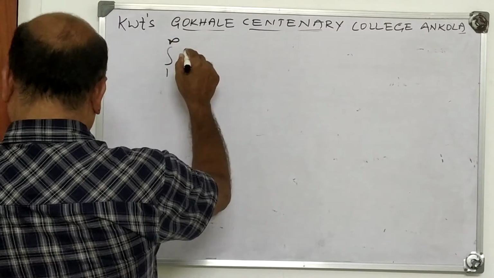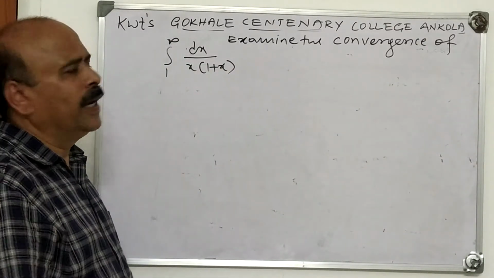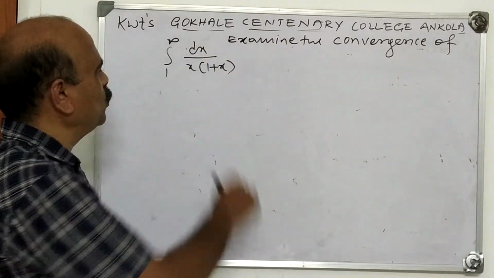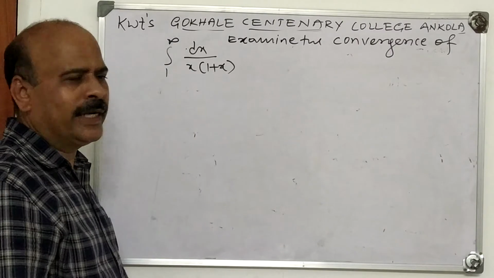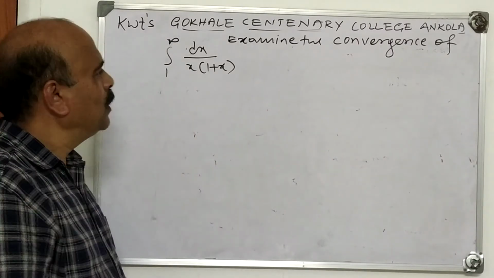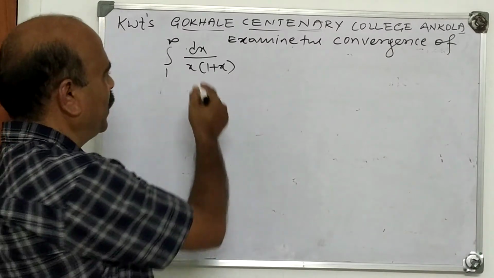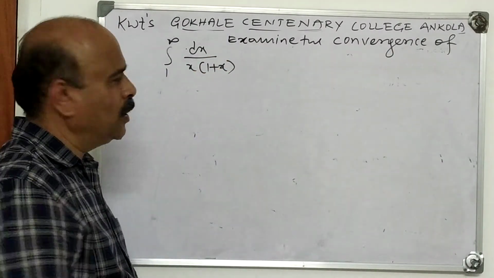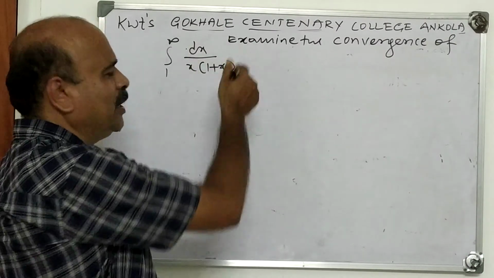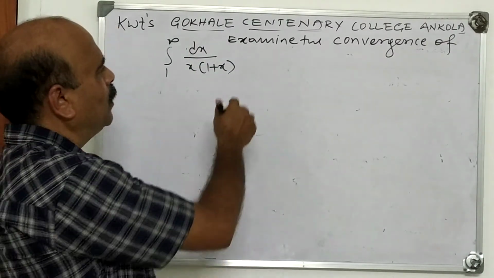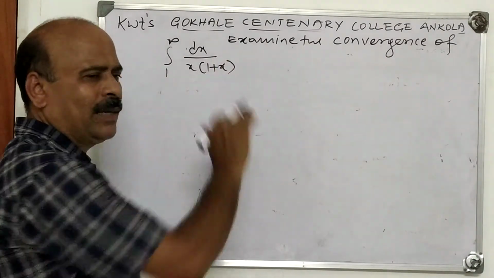First is, consider this problem: examine the convergence of the integral from 1 to infinity of dx by x into (1 plus x). It is also a first type of problem. First type means primitives can be easily obtained. Here the primitive can be easily obtained. Later we consider the problems where the primitives cannot be easily obtained; for that we require certain tests. We are dealing with only the first type of problem here.